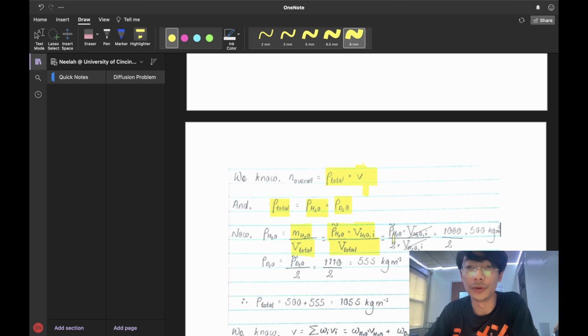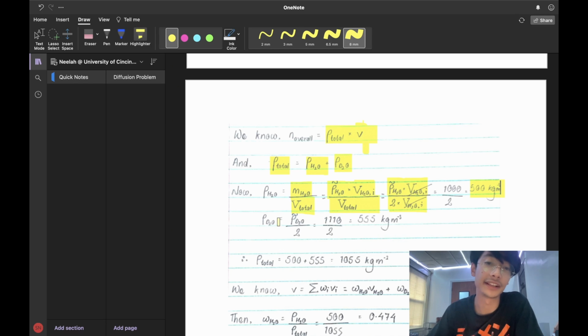So we write it down like this, and we notice that these two things cancel out, and what remains is that the mass concentration of water in the capillary is simply equal to its density divided by 2. So that's 1000 divided by 2, and we get the final value of 500 kilograms per meters cubed. That would be the mass concentration of water.